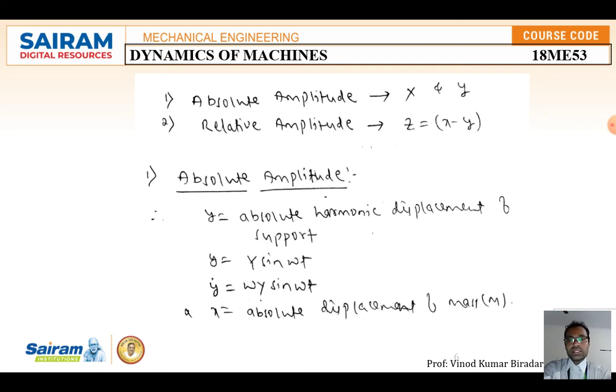Now differentiate with respect to time, so we get y dot is equal to capital Y omega cos omega t; I wrote sin here, but this is a cos. Now x is the absolute displacement of the mass. Remember, y is the absolute harmonic displacement of the support, with the support equation y is equal to Y sin omega t, and x is the absolute displacement of mass m.